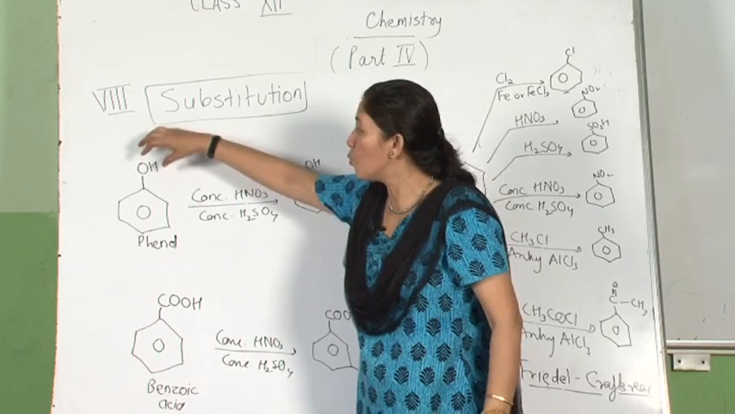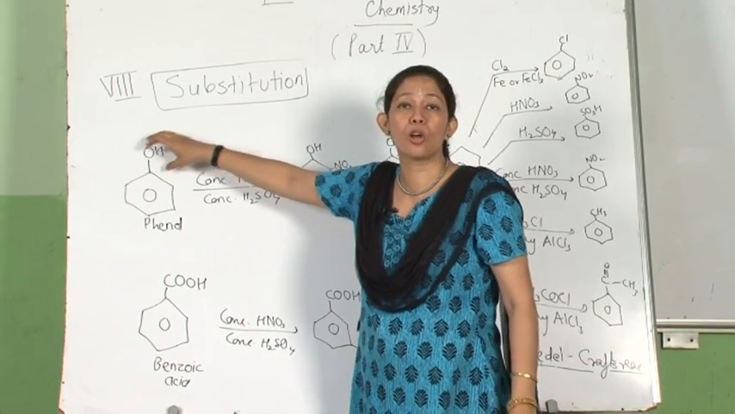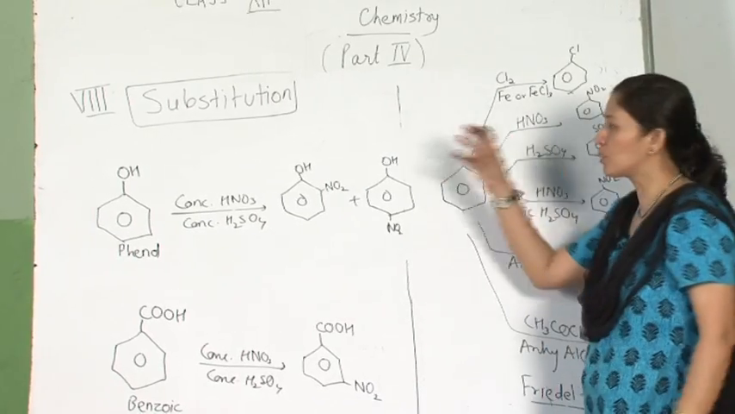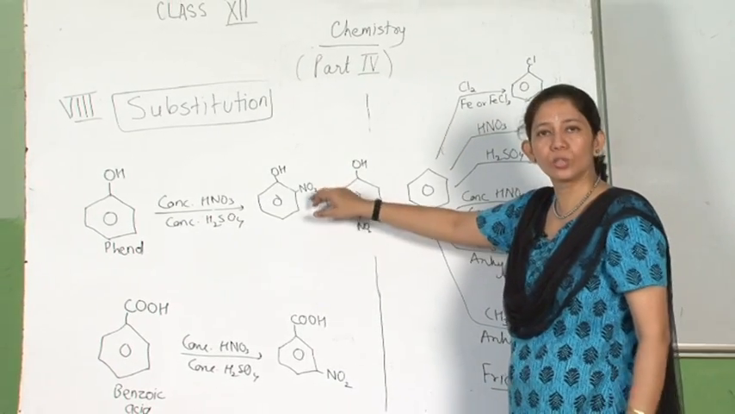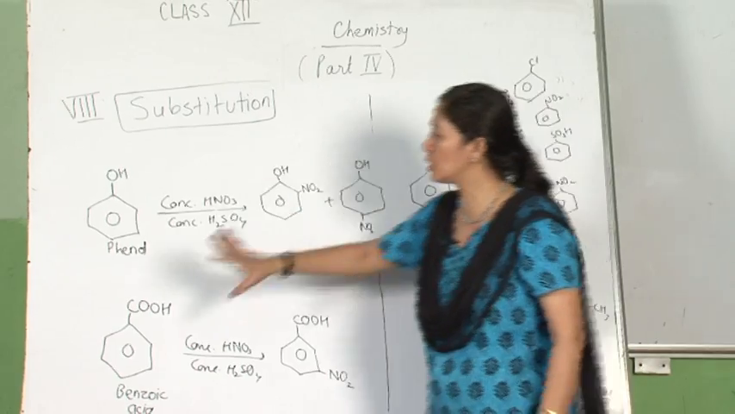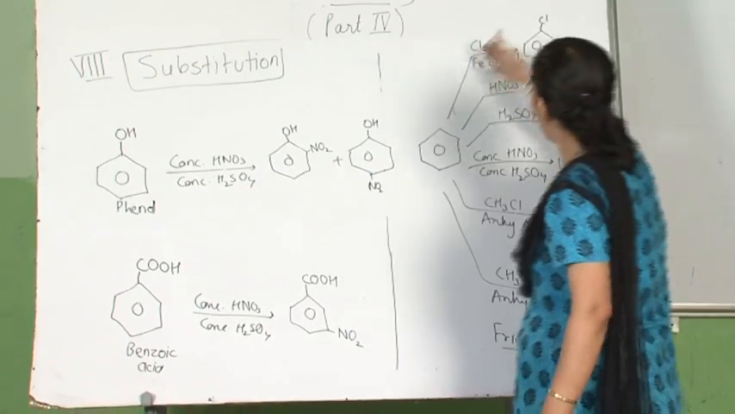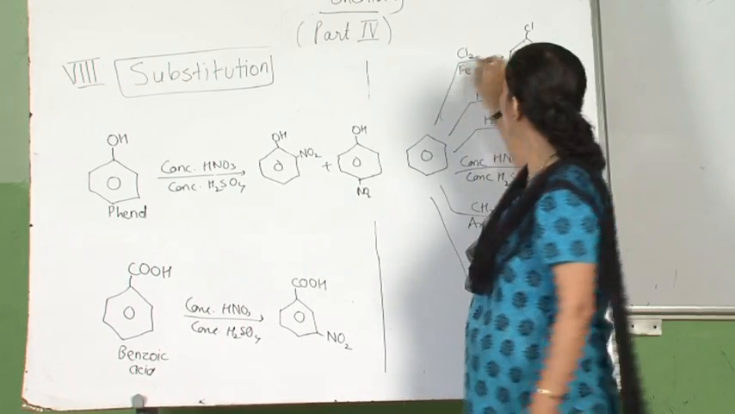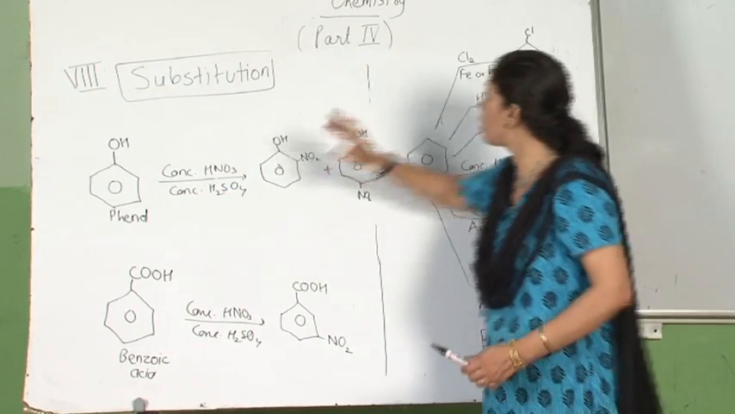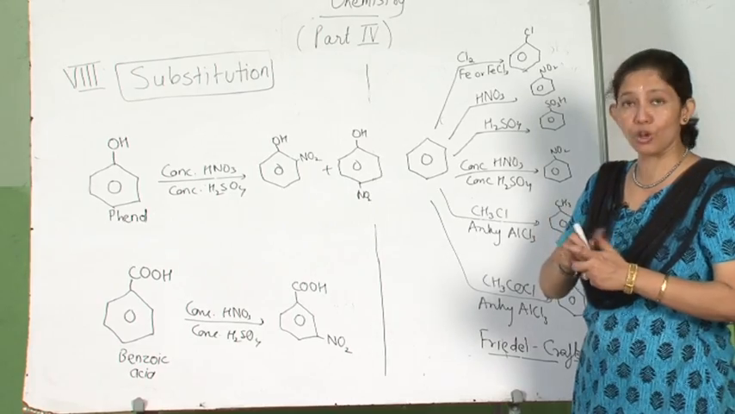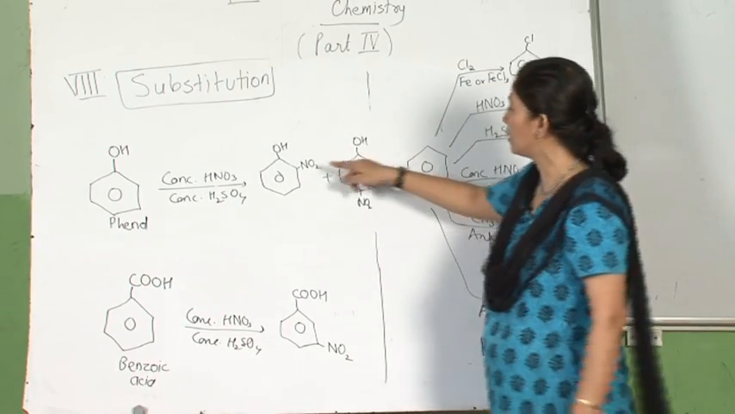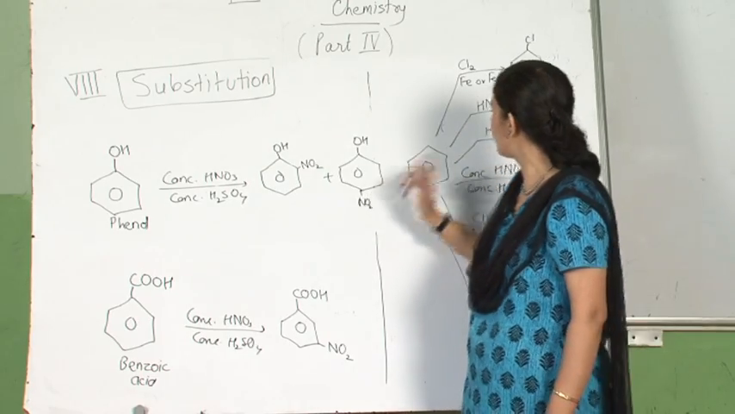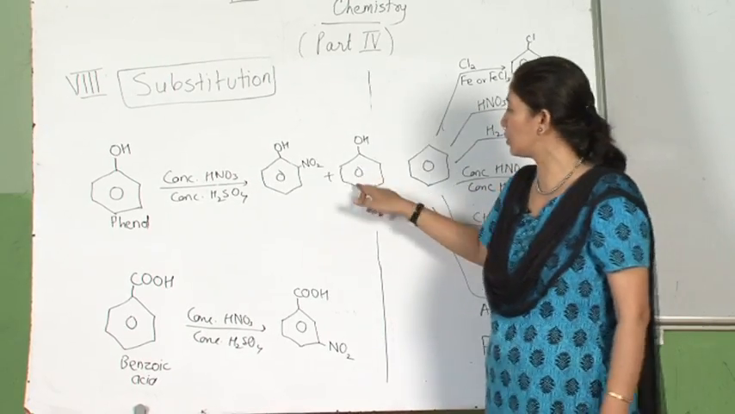I am telling you the OH group is an ortho-para directing group, and hence whichever group is going to come and attack, it will always come in the ortho and the para position. Based on this, if I take phenol, I can give you all these reactions. If I ask what happens when phenol reacts with Cl2 in presence of Fe, I am going to get Cl here, Cl here; HNO3, NO2 here, NO2 here; H2SO4, SO3H here.